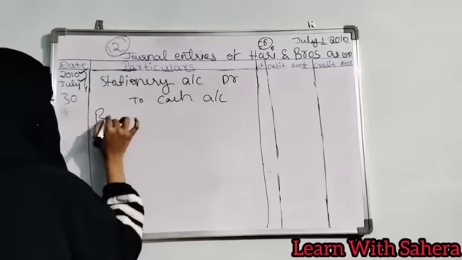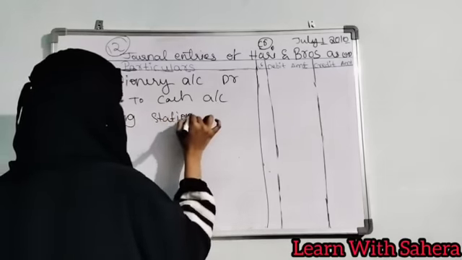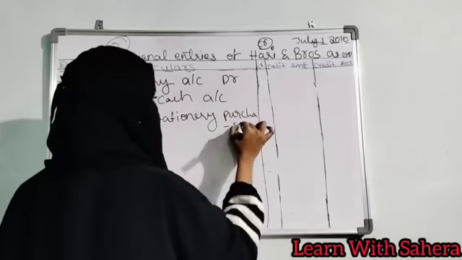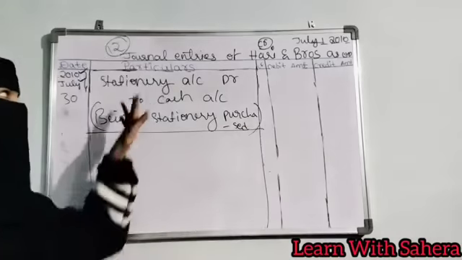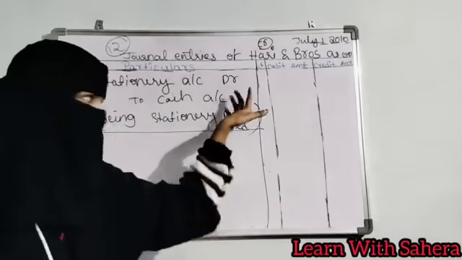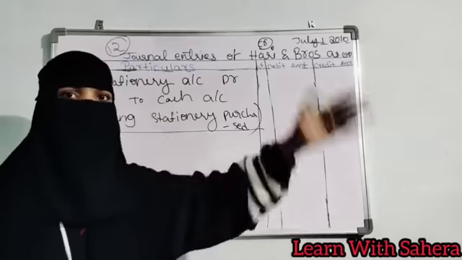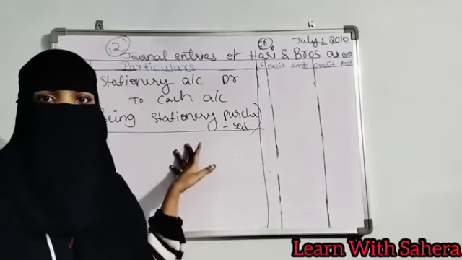What is the narration? Being stationery purchased. Why? Because stationery is coming inside. We will write the stationery under debit, and we are giving the cash. So cash is going outside the business. We are taking the cash under the credit. Here, this narration is also completed.